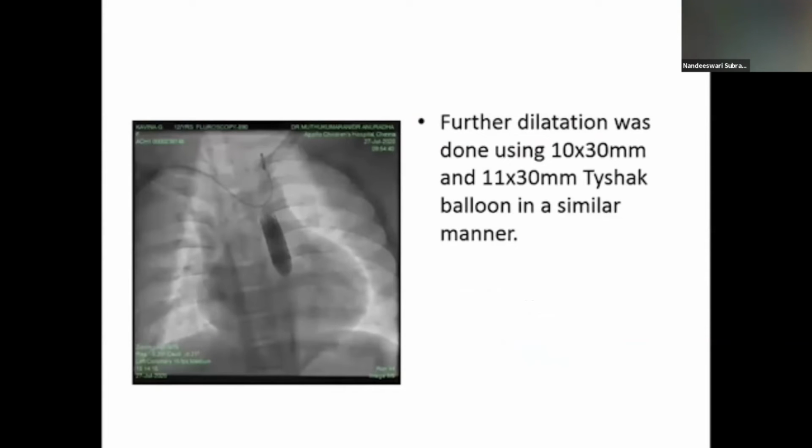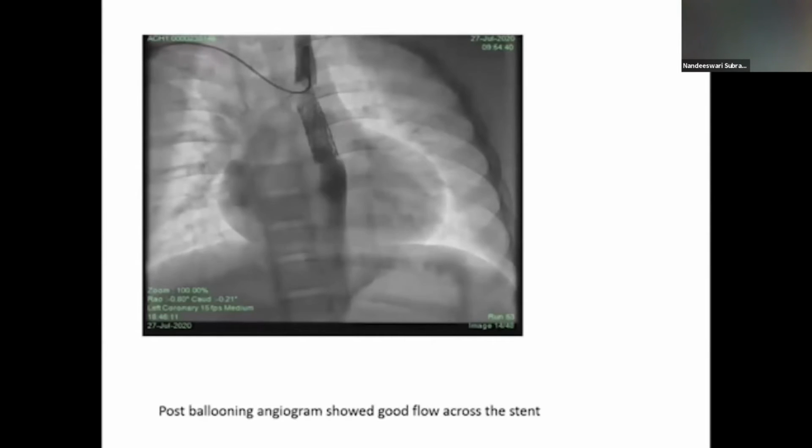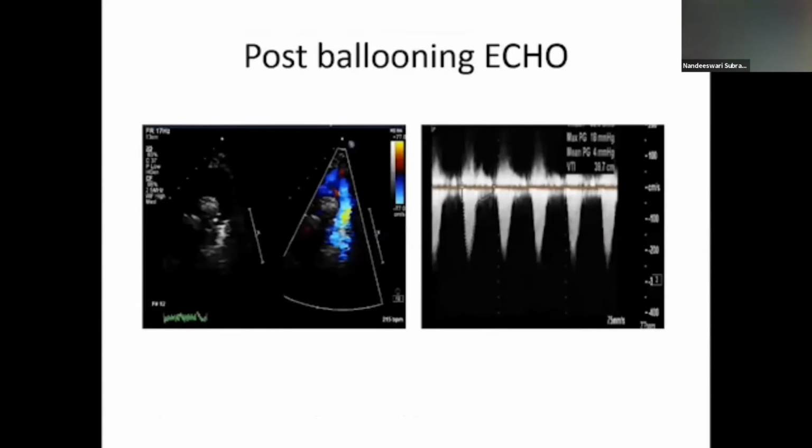Pre-ballooning, the gradient was 50 across the coarctation stent. After the initial ballooning, the gradient reduced to 20. Since there was some residual gradient, we decided to further balloon dilate using 10x30 and 11x30 balloons in a similar manner. Post-balloon dilatation, we saw good flow across the stent and there was no significant pressure gradient seen across the stent. The echo showed good flow seen across the arch and descending aorta with no diastolic tailing and a mean gradient of 4.